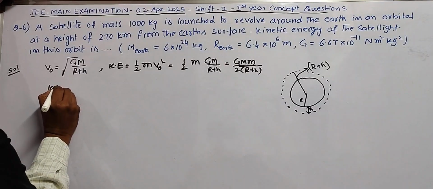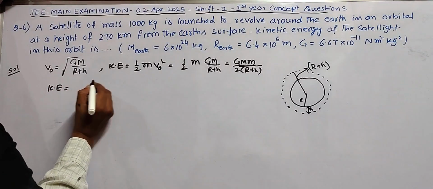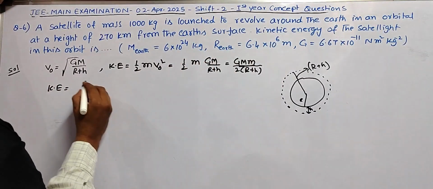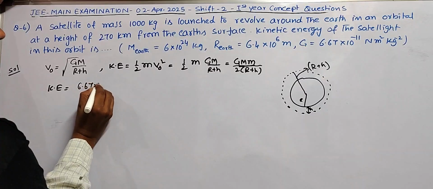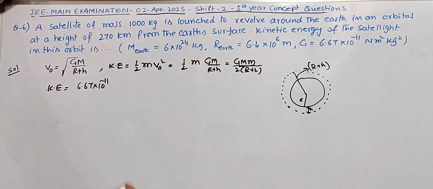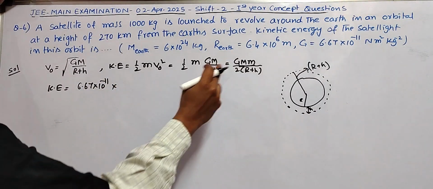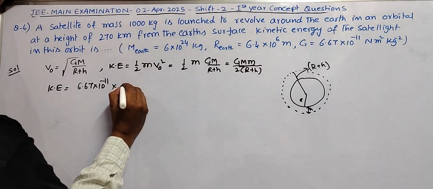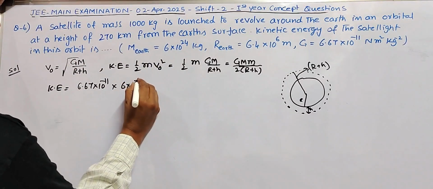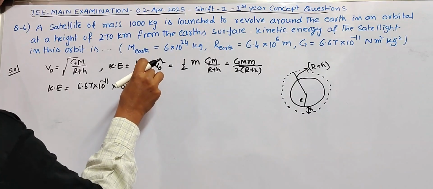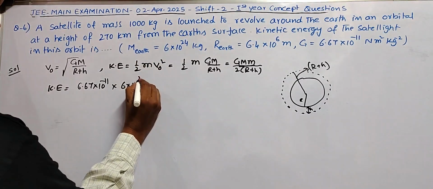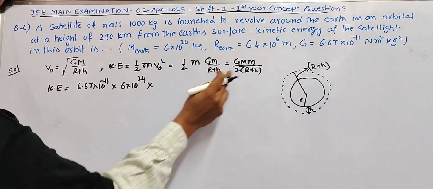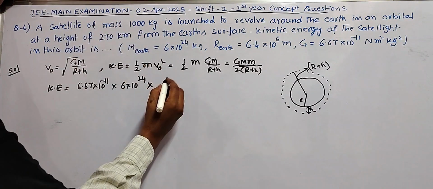So kinetic energy is equal to G, which is already given in the question, 6.67 into 10 power minus 11. This is called the universal gravitational constant. What is the mass of the Earth? The mass of the Earth is given, 6 into 10 power 24 kg, into m. m is the mass of the satellite, equal to 1000 kg.